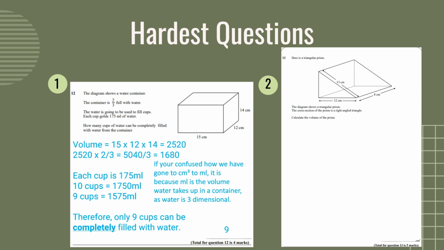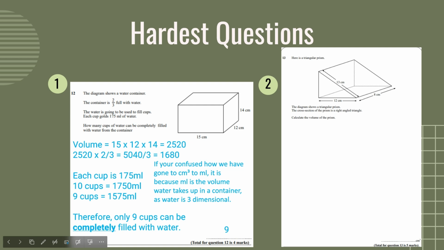And if you're a little confused how we're going from centimeters cubed to milliliters, it's because milliliters is a volume water takes up in a container, as water is 3-dimensional. So always know, if you're asked anything with water, milliliters means centimeters cubed, or meters cubed, depending on how much we've got. Centimeters will be milliliters, and liters will probably be meters.